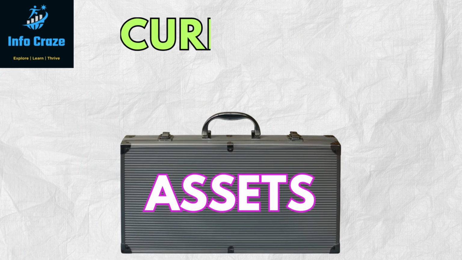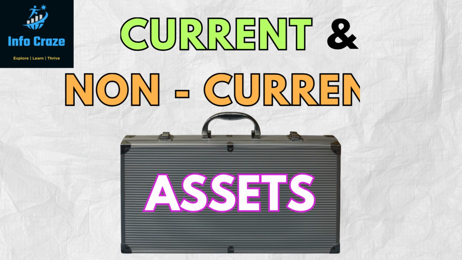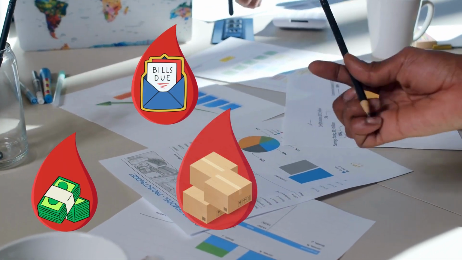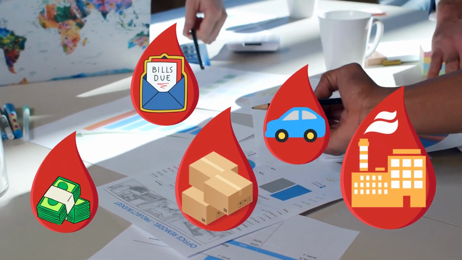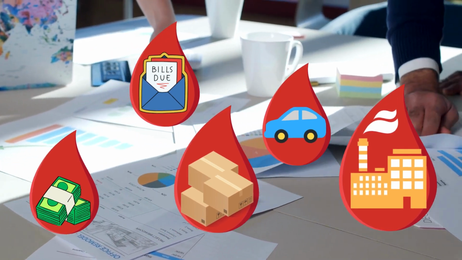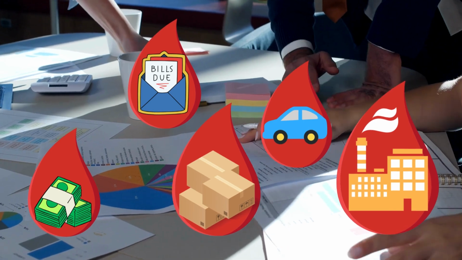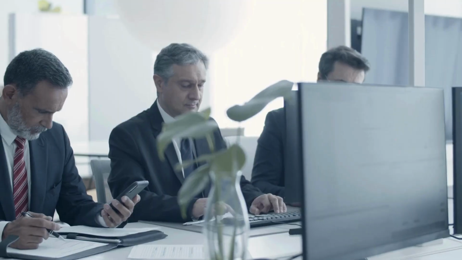Today, we are diving into the world of assets, with focus on current and non-current assets. Before we distinguish between current and non-current assets, let's first understand what assets really are. Assets are the lifeblood of any business. These are the resources owned by a company that hold economic value and are expected to provide future benefits to the business. Let's walk through a sample list of assets.